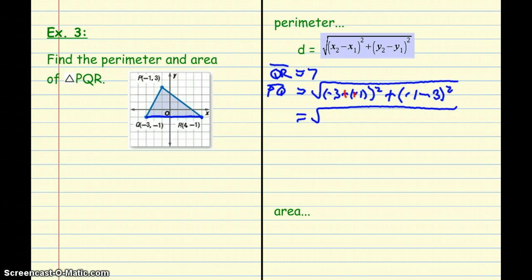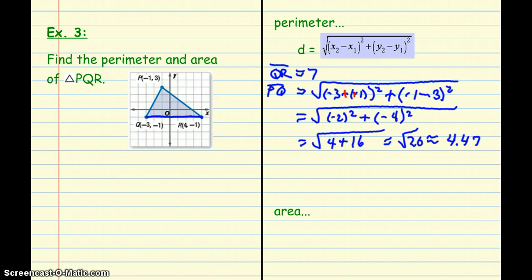The square root of, so negative 3 plus 1 is negative 2, plus negative 1 minus 3 is negative 4, and we're going to square them. Negative 2 squared is 4, plus negative 4 squared is 16. So we get the square root of 20. And so we're going to figure out what that decimal is, and we're going to round to the nearest hundredth. So the square root of 20 equals 4.47. Okay, again, that's side PQ.